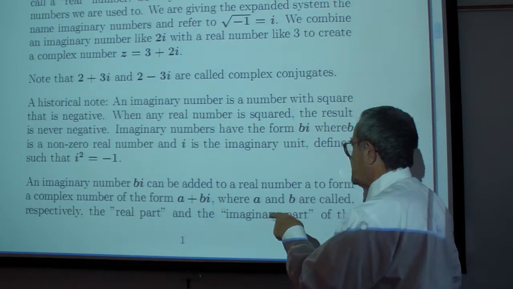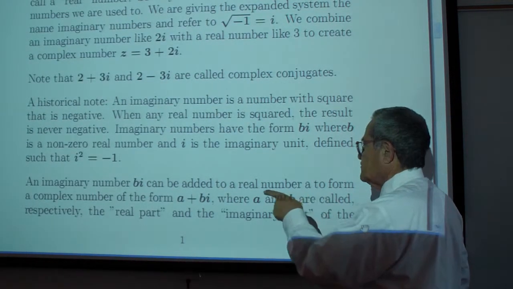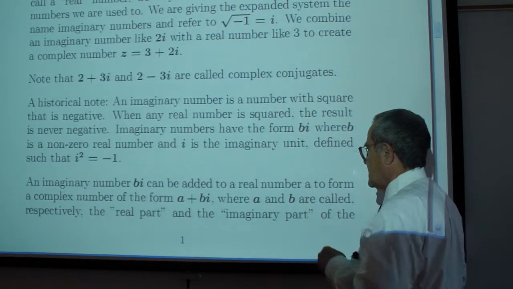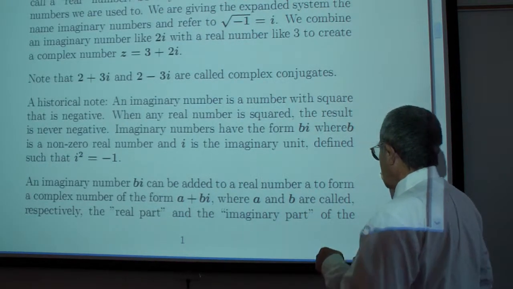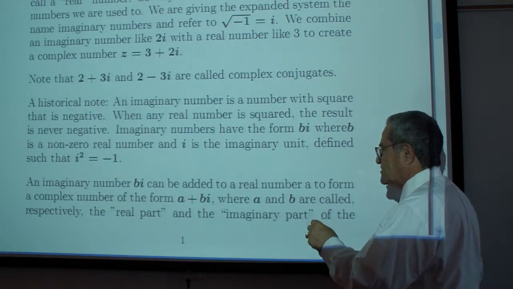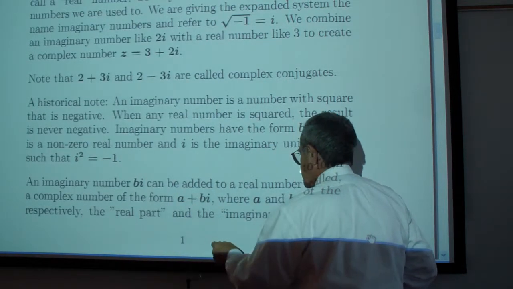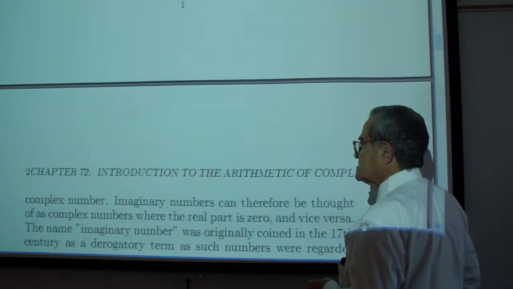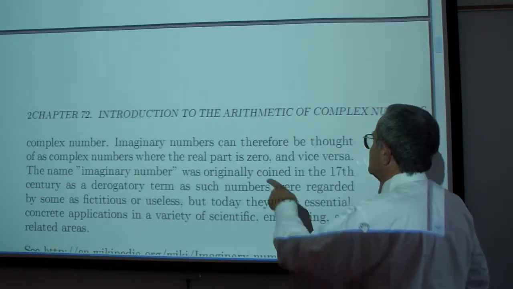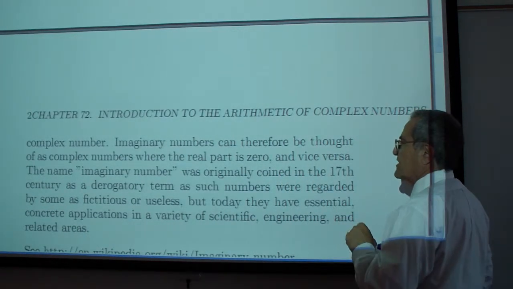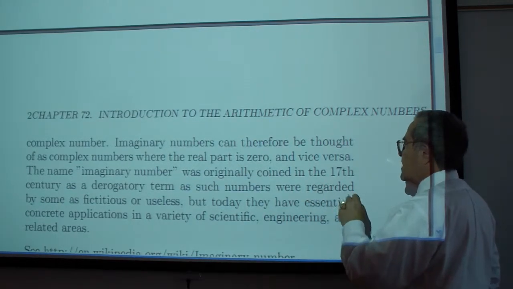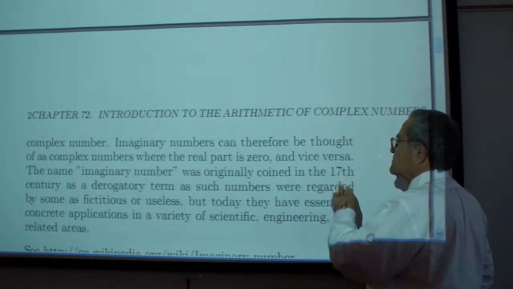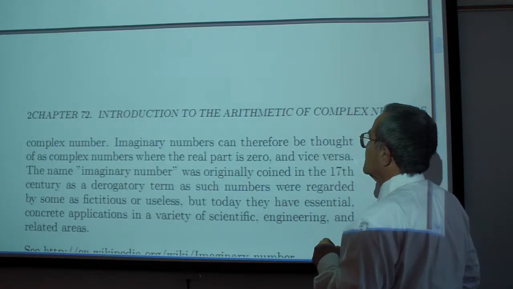An imaginary number bi is combined with a real number to form a complex number in the form a plus bi, where a and b are called respectively the real part and the imaginary part of the complex number. Imaginary numbers can therefore be thought of as complex numbers where the real part is 0 and vice versa.